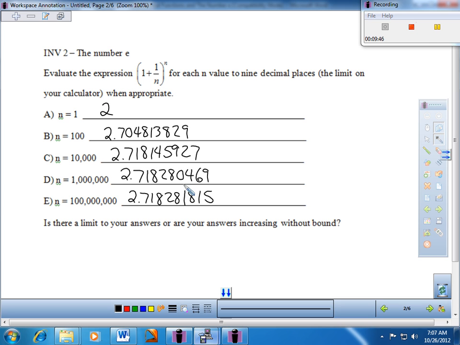Even if n is going to get larger and larger and larger, does it really have a dramatic impact on our answers? And of course, the answer to that would be no. So it says on your paper, is there a limit to your answers, or are your answers increasing without bound? And I guess I would answer that, of course, there is a limit. Those numbers are plateauing. They seem like they are approaching something. These are not going to infinity. What they're doing is they are approaching a particular value. So let's write it as there is a limit to our answers.